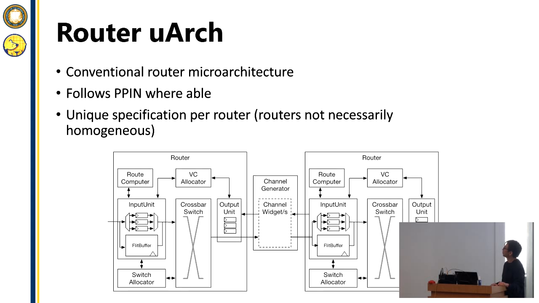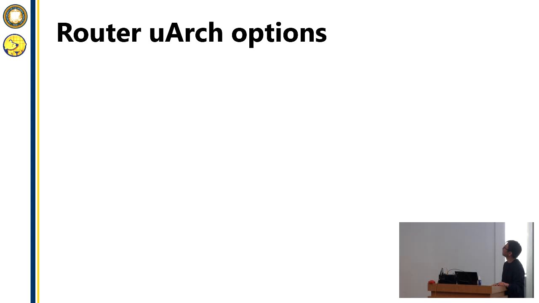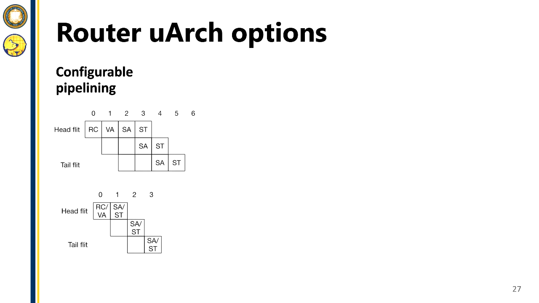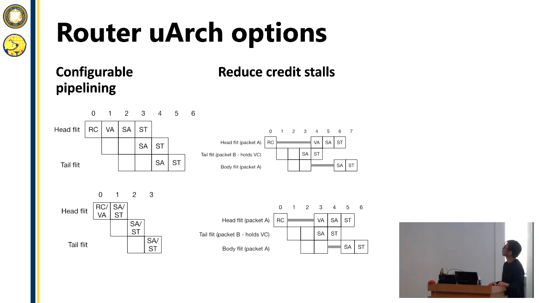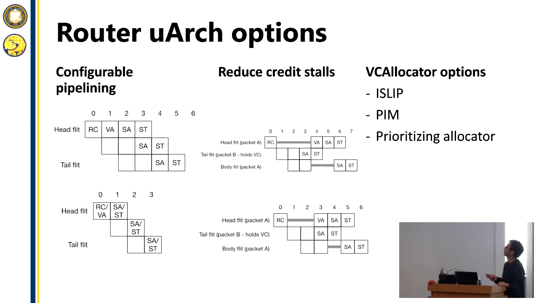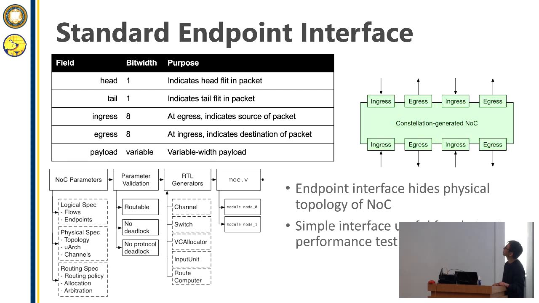Right, so like I said, the microarchitecture isn't too interesting here, but there are some configuration options. We can change the pipelining, reduce credit stalls, credit delays, and also switch around a couple of different options for allocators, like the standard virtual channel allocator algorithms.